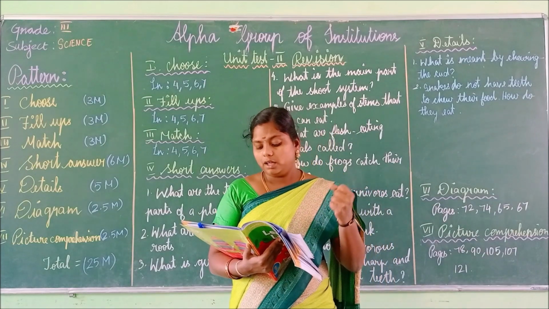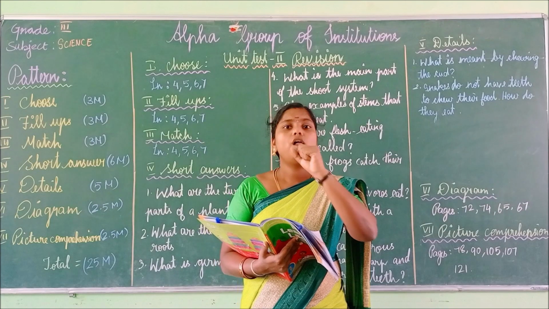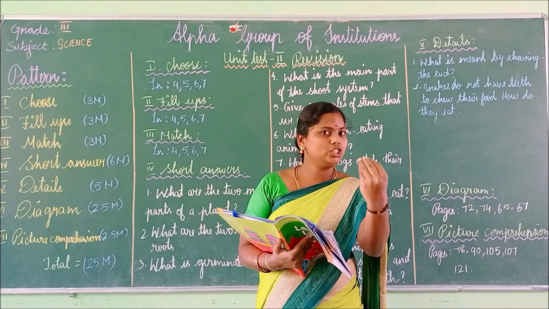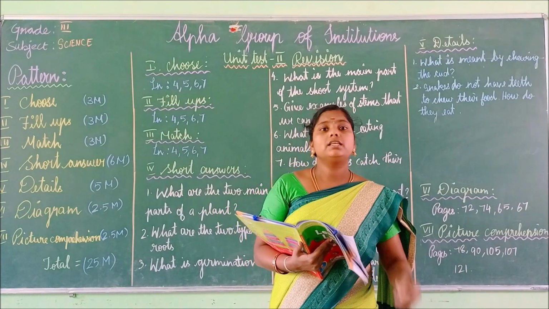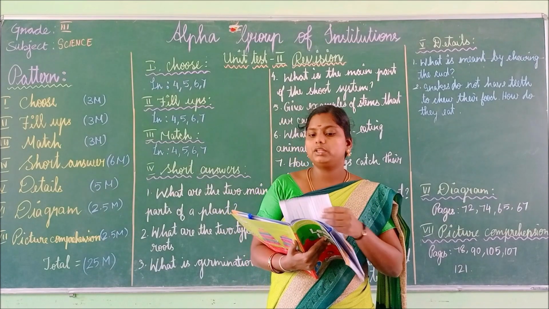The next one, woodpeckers have a dash beak. Woodpeckers have a long strong beak. Why is it? They have to peck the hard bark of the tree. Shall we move to the next lesson?